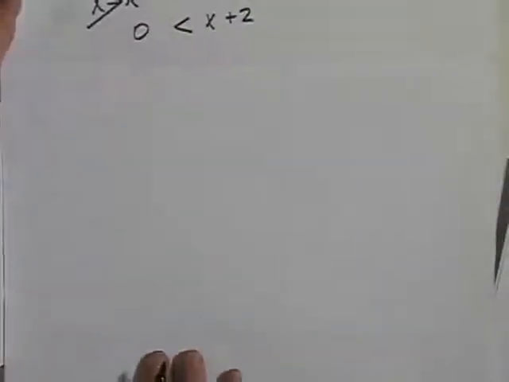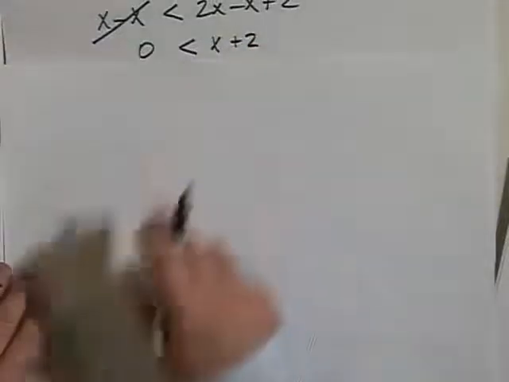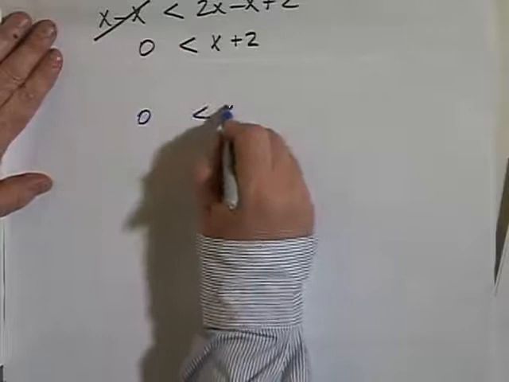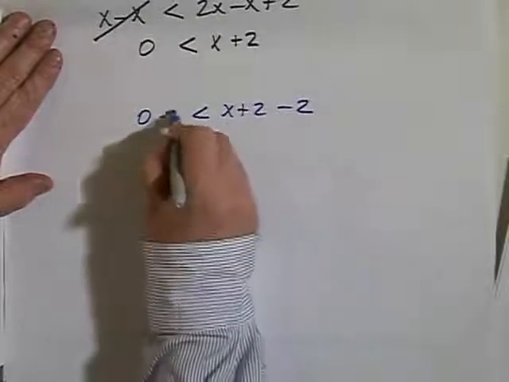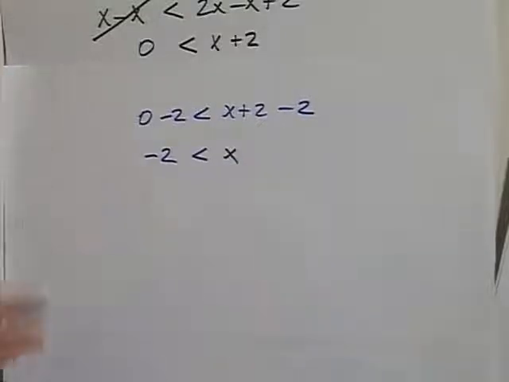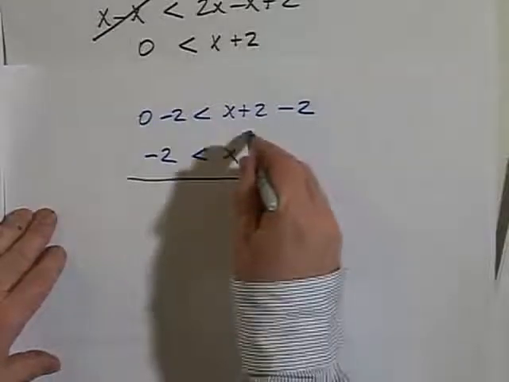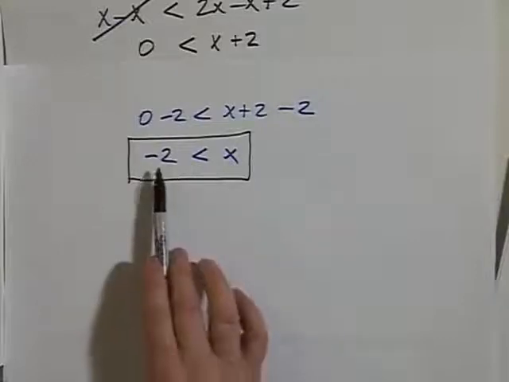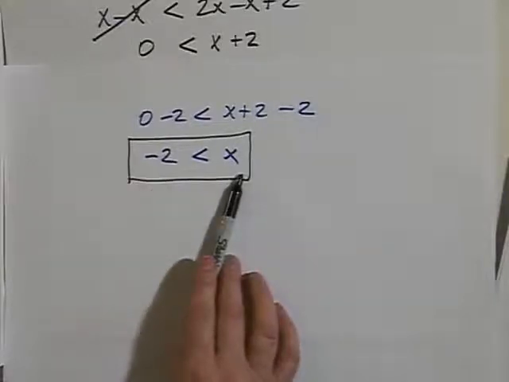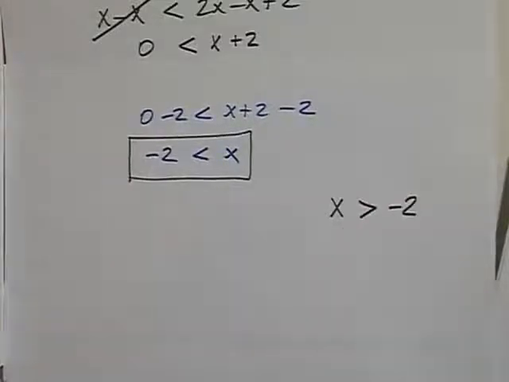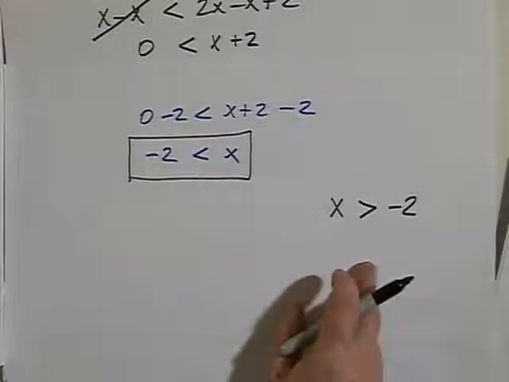Getting close. I don't like the 2 on this side though, so I'm going to take it away. So I'm going to say naught less than x plus 2 minus 2. There must be a minus 2 here. Minus 2 less than x. Now, generally you wouldn't leave the equation like that. You wouldn't say minus 2 less than x. You'd actually say x greater than minus 2. But notice the sign has changed.